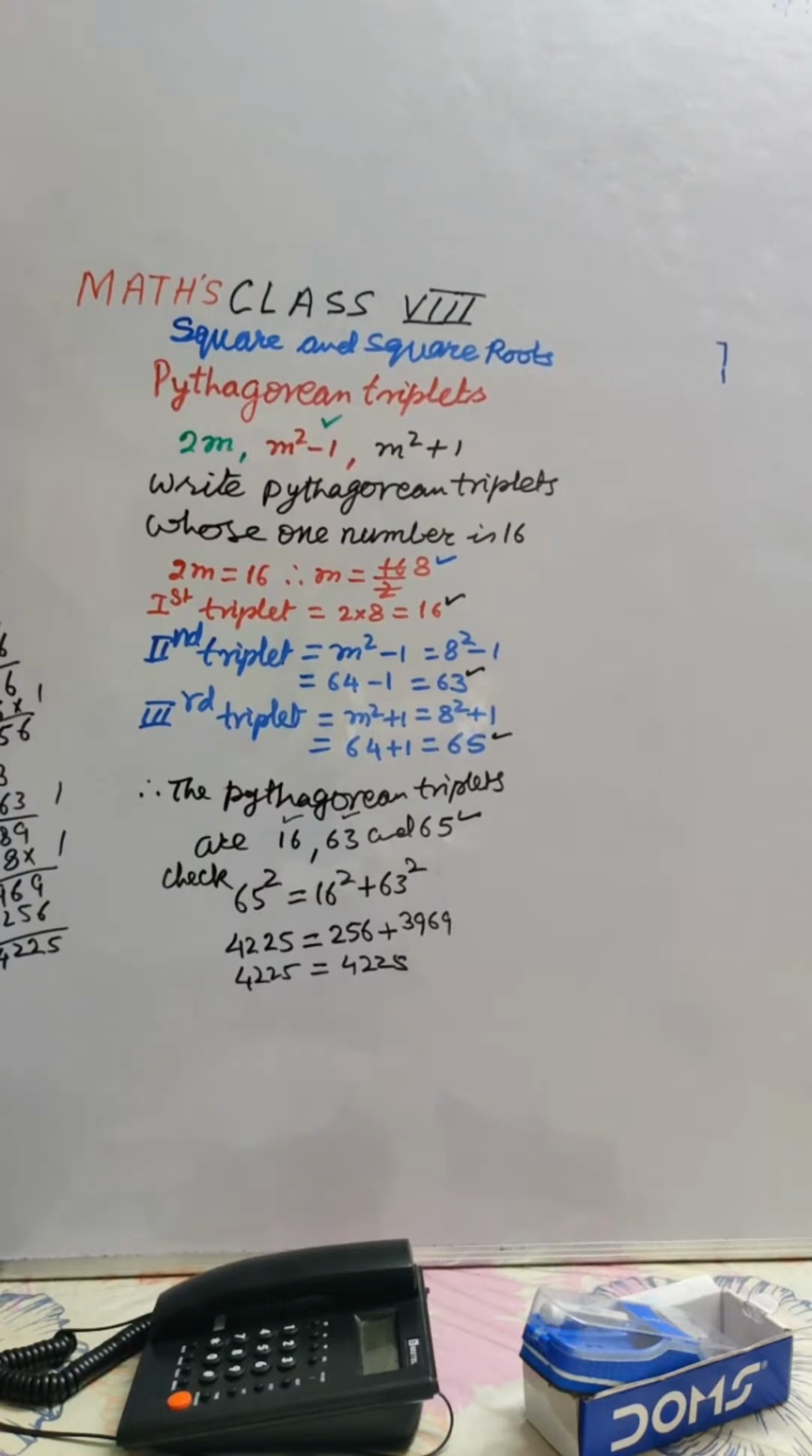Now we shall tell you a method of finding a square root through the repeated subtraction method. What is the repeated subtraction method, and how we can find the square root using the repeated subtraction method.